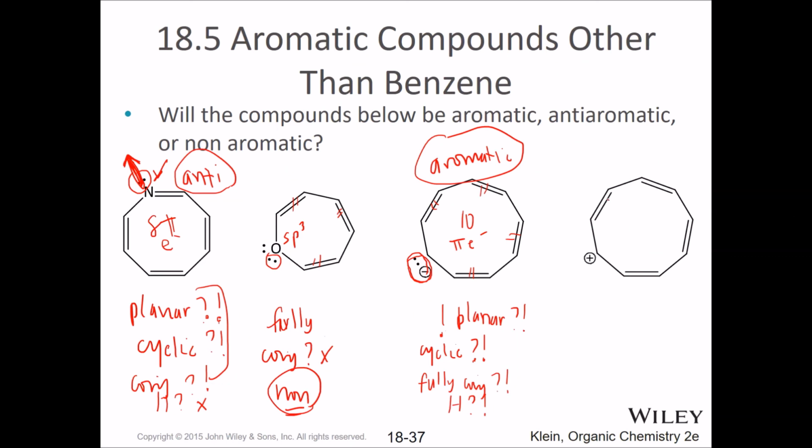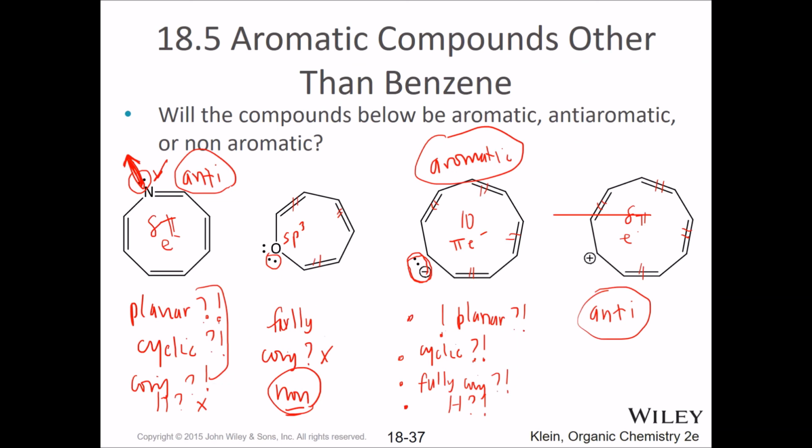All right, now let's look at this one. 2, 4, 6, 8 pi electrons. This is going to be anti-aromatic. Go through and ask yourself the questions. Is it planar? Is it cyclic? Is it fully conjugated? And is it a Hückel number? And the answers to the 3 of those is yes. The last one is no. It is not aromatic. All right.